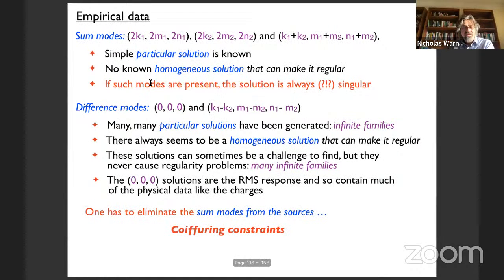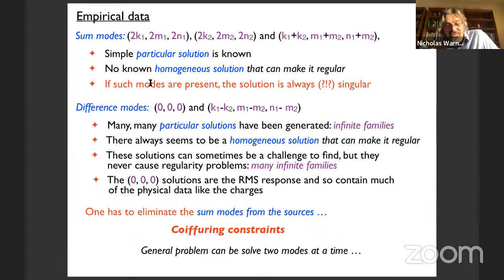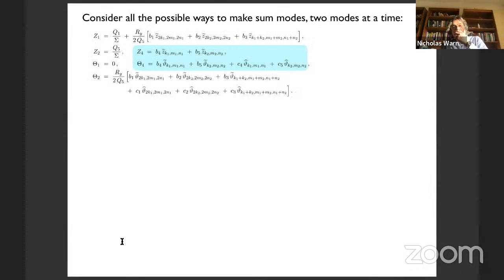And basically, this brings us to the subject of what's called coiffuring constraints. And once again, I'll remind you of the conclusion I made a few minutes ago, that you can solve the general problem, you can solve 2 modes at a time. So I'm just going to start by looking at the coiffuring constraints for 2 modes at a time. And I'm going to be interested only in the sum modes because the difference modes I know are going to work.